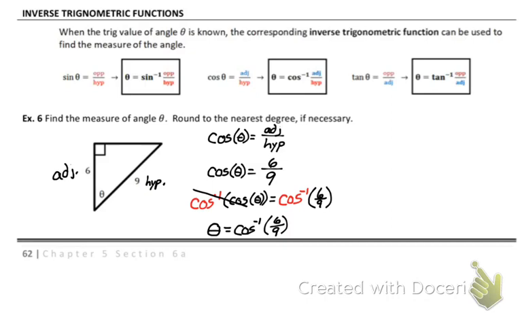Now I'm going to double check what they want my answer in. They want it to the nearest degree. So that tells me my calculator needs to be in degree mode. And then we just go ahead and put cosine inverse of 6 over 9. And correct me if I'm wrong, because I'm not over by my answer key, was this 48 degrees? Yeah. Okay. That one is 48 degrees.